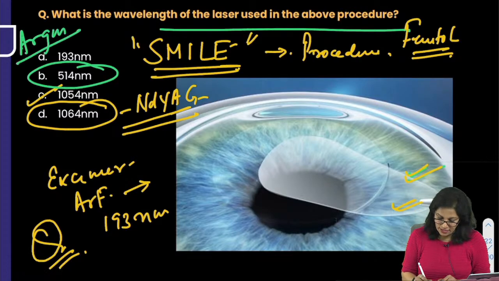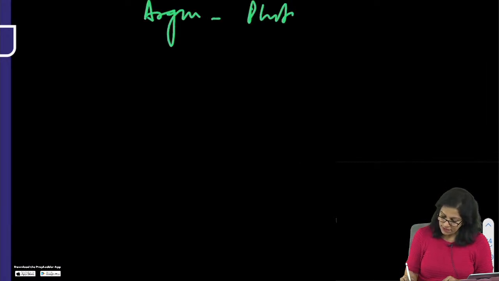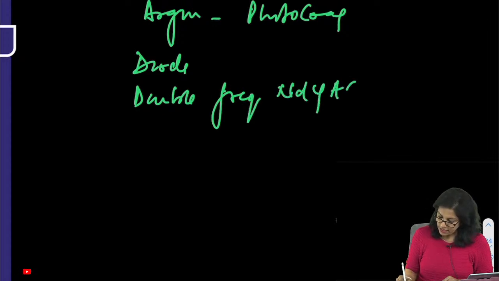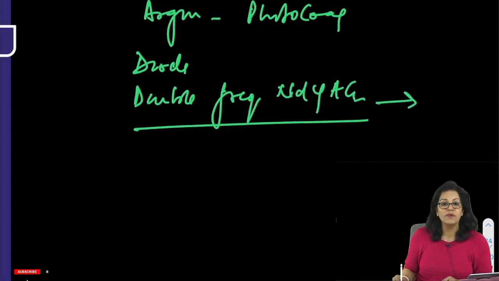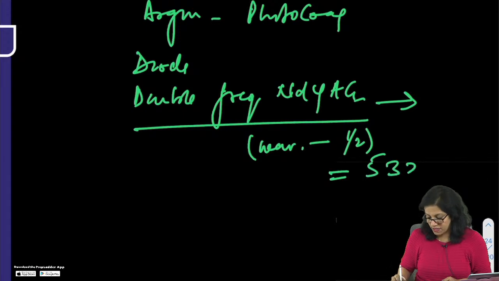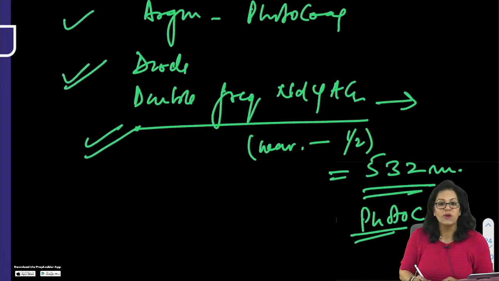This is the wavelength of argon. What is argon? Argon is a photocoagulative laser. Argon, what is the other one? Diode. And double frequency Nd:YAG also becomes photocoagulative. Don't get confused. When you say double frequency Nd:YAG, it means the wavelength is half, that means half of 1064, so 532 nm. This becomes photocoagulative. So photocoagulative lasers can be this one, diode, or argon.